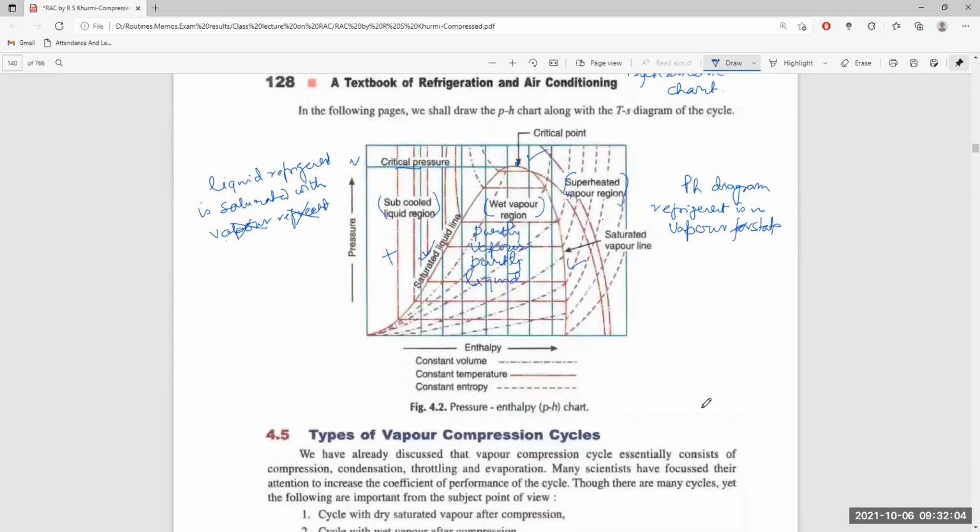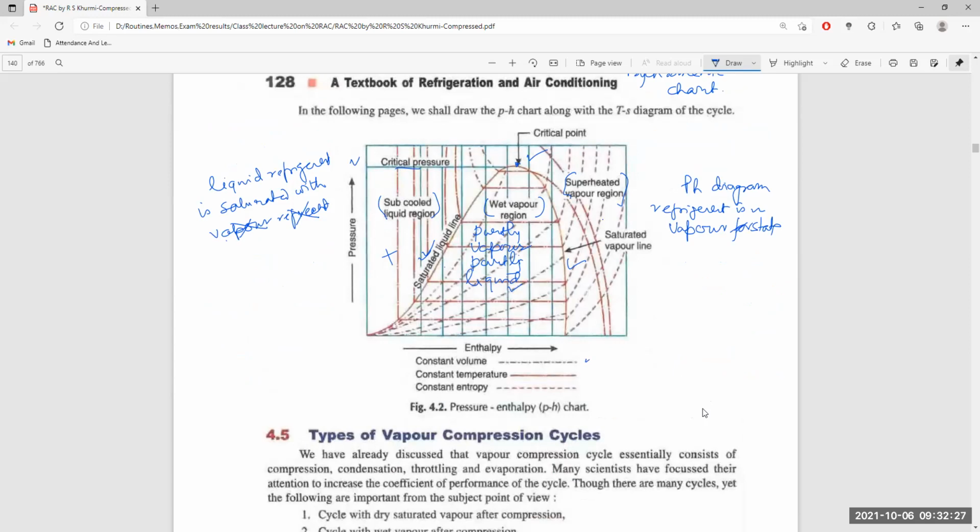Now there are other lines here. You see this line. This is the constant volume line. Different volumes can be put as per this here. The volumes can be measured, and they also can be given in the chart, as per this particular volume, what the saturated vapor line is, etc. I'll do it in the psychrometric chart.